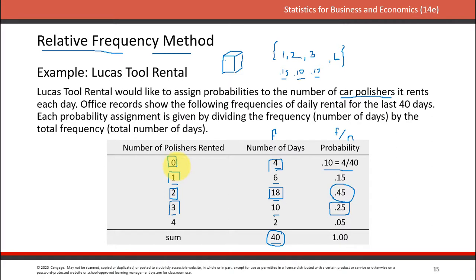So the outcome could be 0 polishers, could be 1, could be 2, could be 3, could be 4. Here the outcomes could be getting a 1 on the die, a 2 on the die, a 3 on the die, and so on. And we assign probabilities to each of these outcomes.